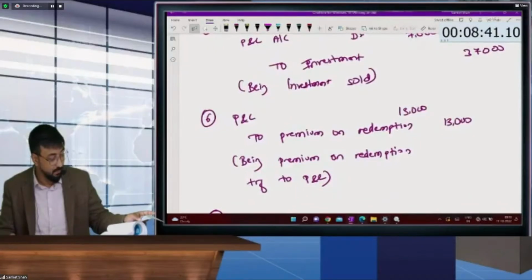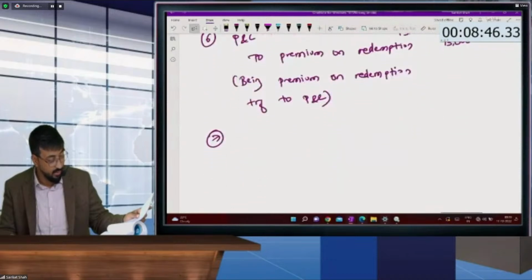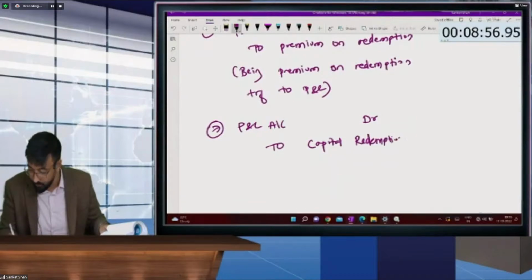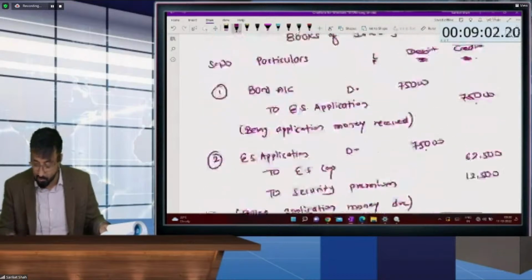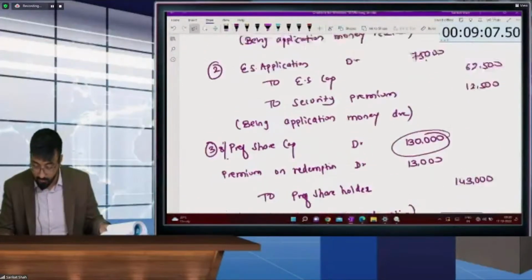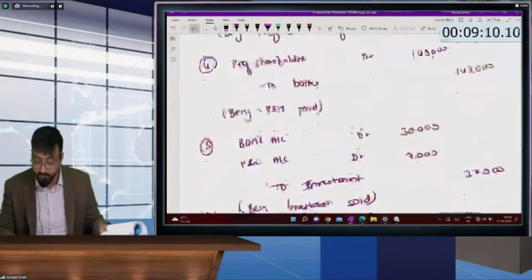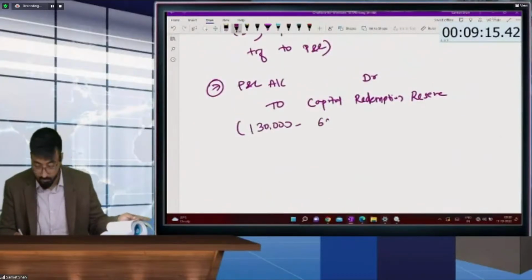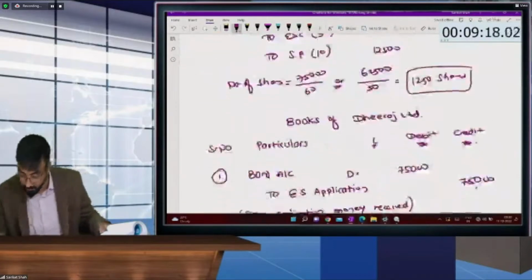P&L to CRR. And last entry, P&L account debit to CRR, capital redemption reserve. Yes, now capital redemption reserve face value is 1,30,000, and out of this 62,500 is equity share capital issued. 1,30,000 minus 62,500. 62,500 ना?